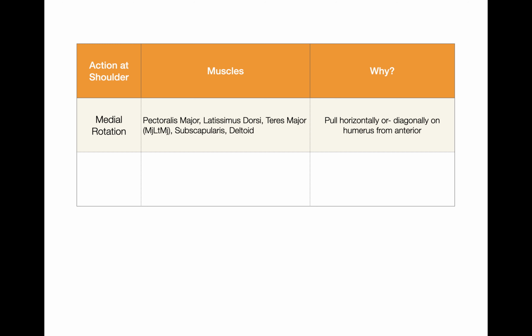So even though latissimus dorsi may begin in the back, by the time it attaches to the humerus, it is anterior, like the rest of these muscles that help with medial rotation.